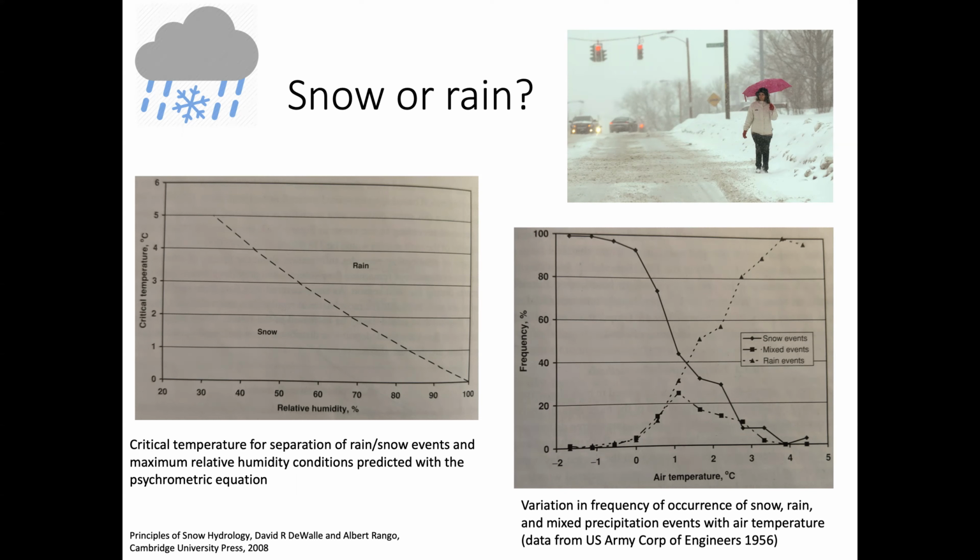Much of the initial science on snow was done by the U.S. Army Corps of Engineers in 1956. The graph on the right shows measurements of air temperature plotted on the x-axis against the frequency of snow events, mixed rain events, mixed snow rain events, and rain on the y-axis. On the left side of the graph, you see at -2 degrees Celsius, all of the precipitation falls as snow. On the right side of the graph, you see that at 5 degrees Celsius, all of the precipitation falls as rain. In the center of the graph, near 1 degree Celsius, you see that about 40% of the events are either rain or snow, with just over 20% of the precipitation occurring as mixed rain and snow.